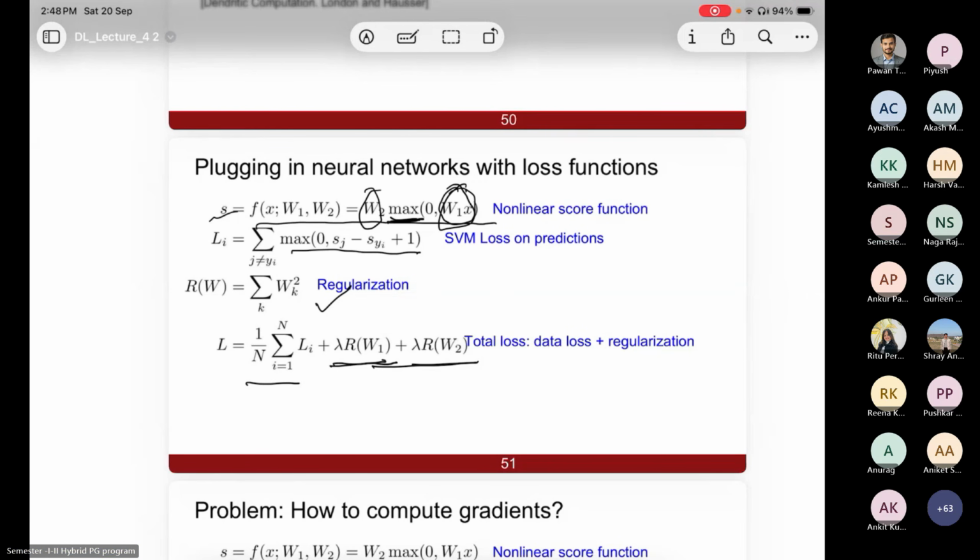Now this part is done. So the next goal is how to calculate the gradient, because you know that you have to calculate the gradient of the loss with respect to all those parameters. And you know which are the parameters: we have W1 and W2. These are the parameters that you are going to learn, that you are going to optimize. So we got the loss. Now the thing is how to find these gradients. Okay, so let us find the gradient.